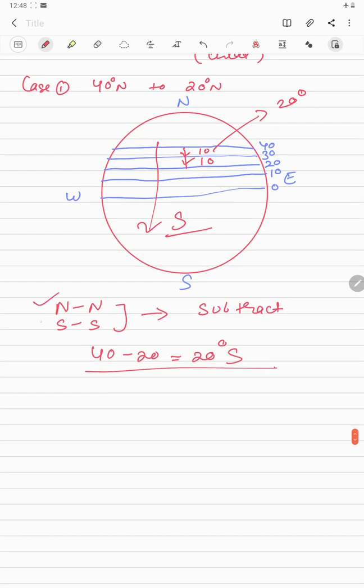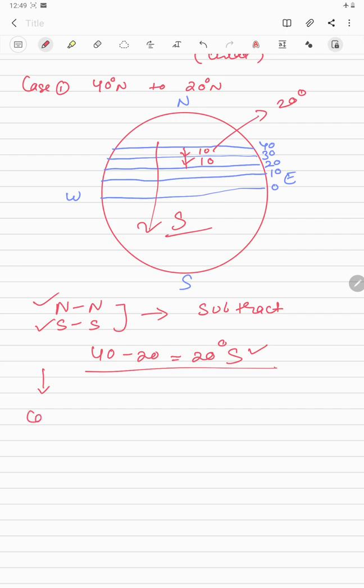When it is north and south, you just simply subtract and get the direction. Now if you're moving from the higher coordinate, which is your 40, towards the lower one, obviously you are moving towards the south direction. Okay, so the direction will be south.